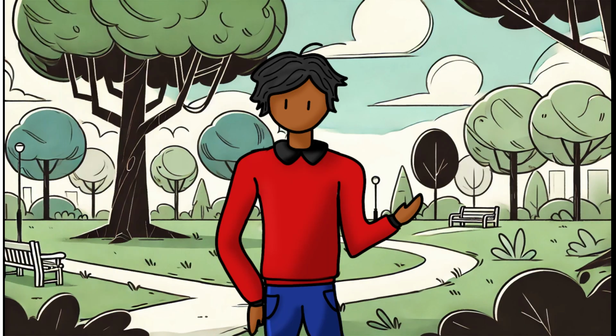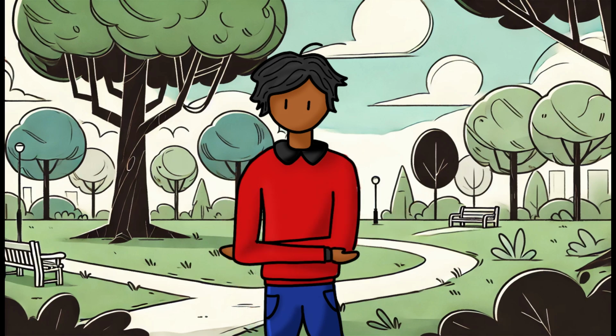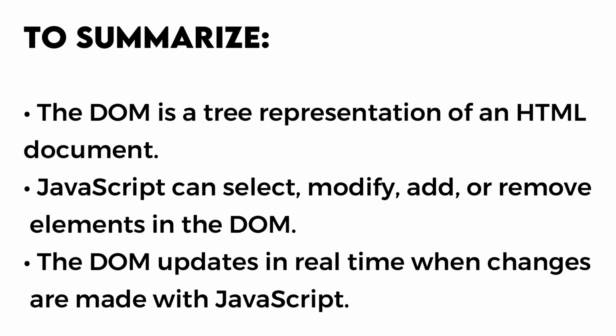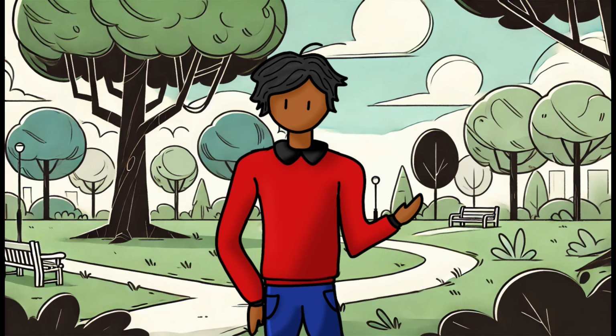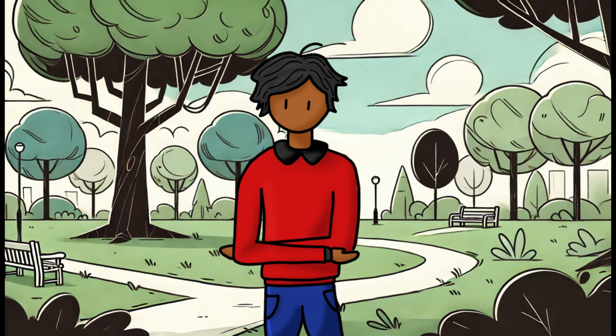In conclusion, the DOM is what allows JavaScript to make websites interactive and dynamic. It provides a structured way to access and manipulate elements on a web page. To summarize, the DOM is a tree representation of an HTML document. JavaScript can use the DOM to select, modify, add or remove elements. The DOM updates in real time when changes are made with JavaScript. Mastering the DOM is the key to creating interactive web applications. It is basically the foundation for animations, dynamic content, and event handling in modern websites.